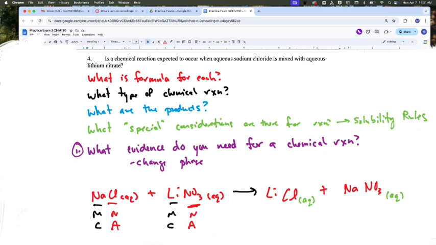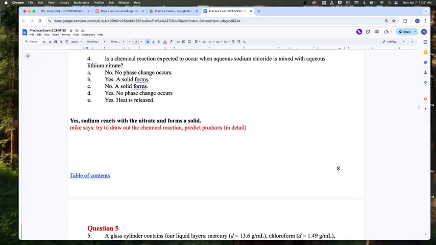Make sense? So can I delete everything? Okay, if we delete everything, we should be able to see the answer choices underneath it. Okay, so we're looking at "no phase change occurs." That looks like A right out of the gate.